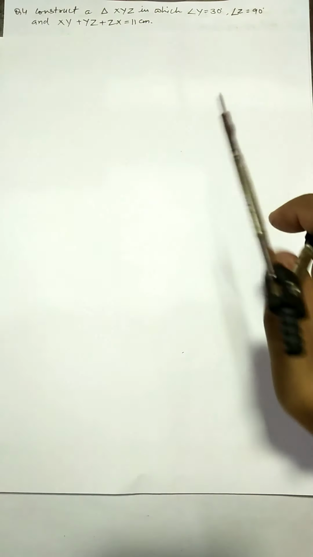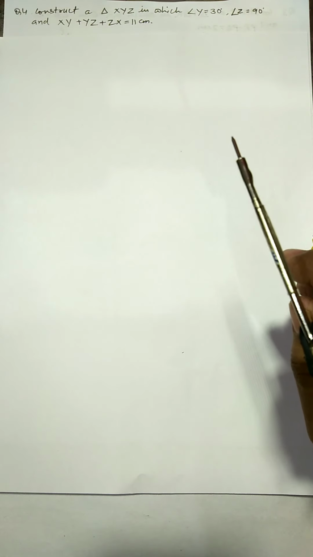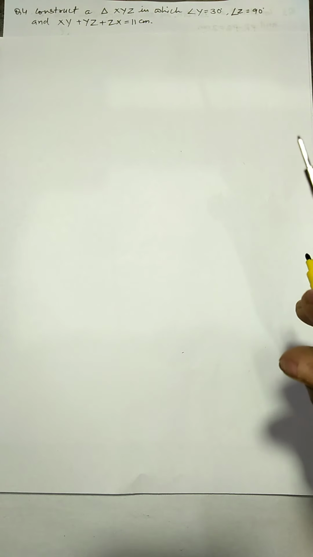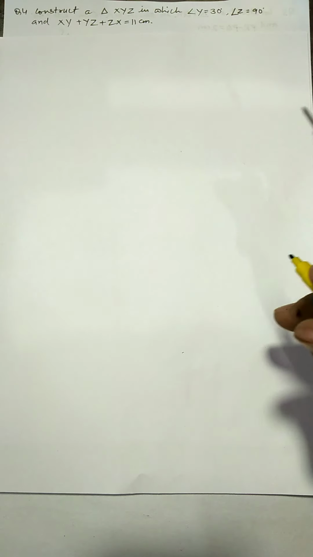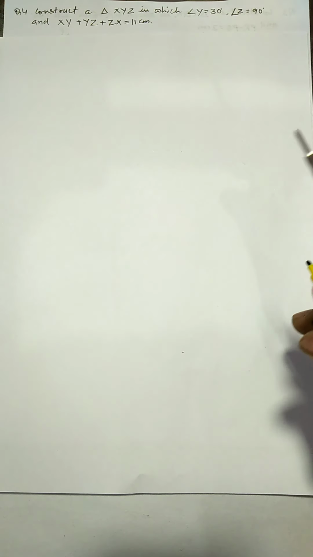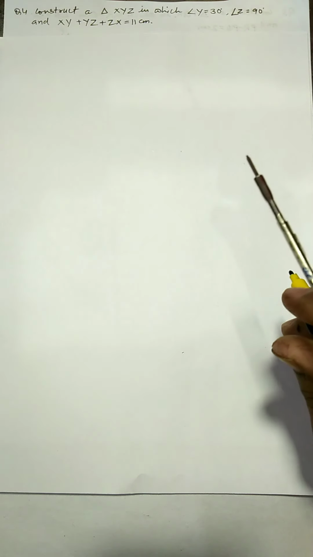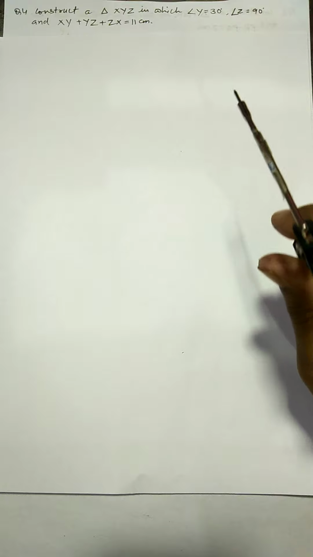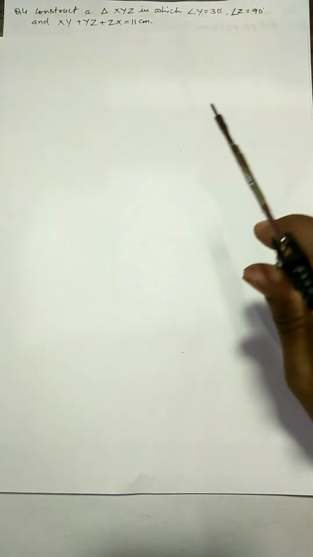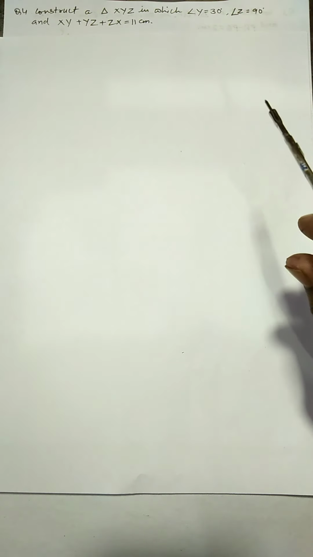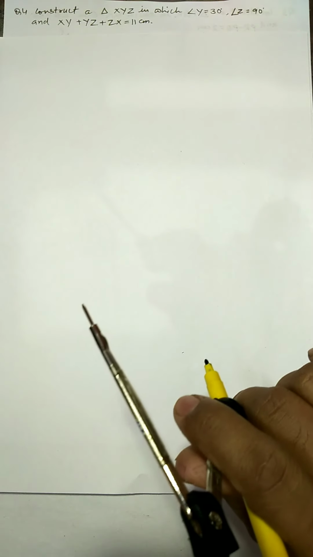See this question number 4. Construct a triangle XYZ in which angle Y equal to 30 degree, Z equal to 90 degree, and XY plus YZ plus ZX equal to 11 centimeter. This question has been deleted by CBSE in the year 2020 for this year only, but it is a very important question, and it is asked if this situation has not arisen. So we will be discussing this, but I'm clearly mentioning this is 2020. For the 2021 batch, this question is not going to come in the exam.